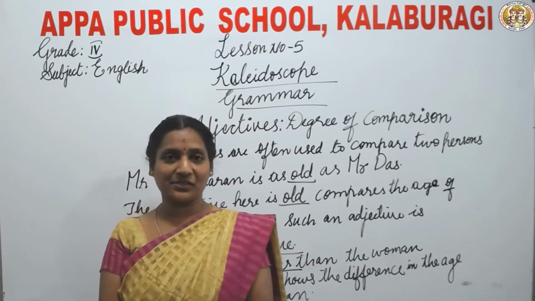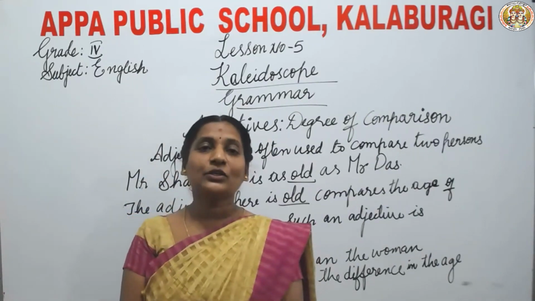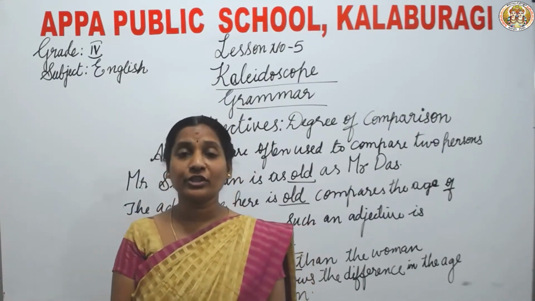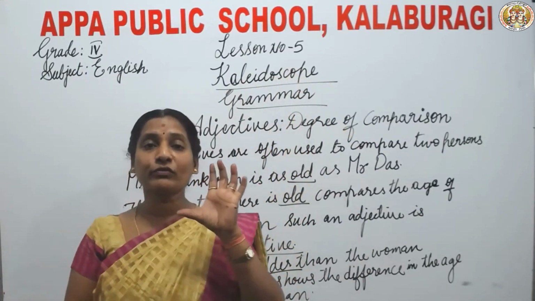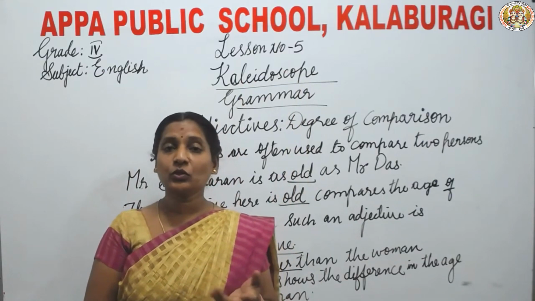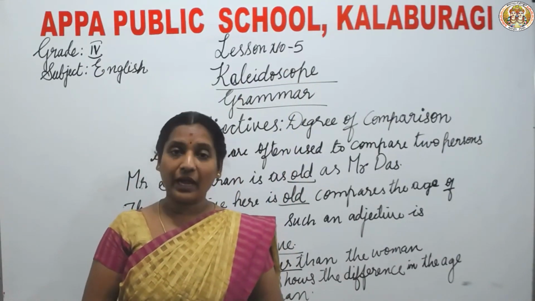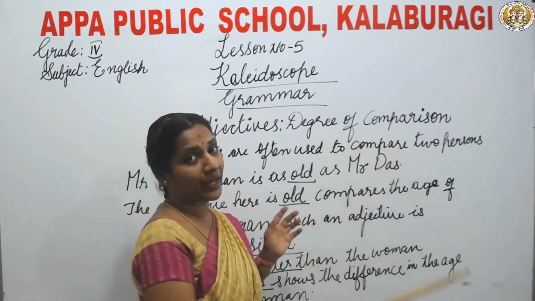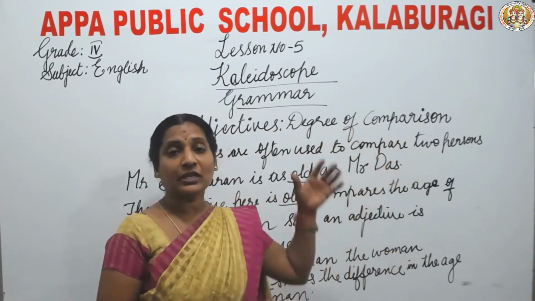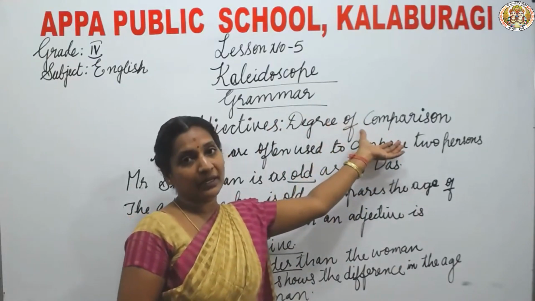Today I have finished the fifth lesson, Kaleidoscope. There is a part of grammar which is to be taught, that is adjectives, degree of comparison. So here I am with adjectives, degree of comparison.